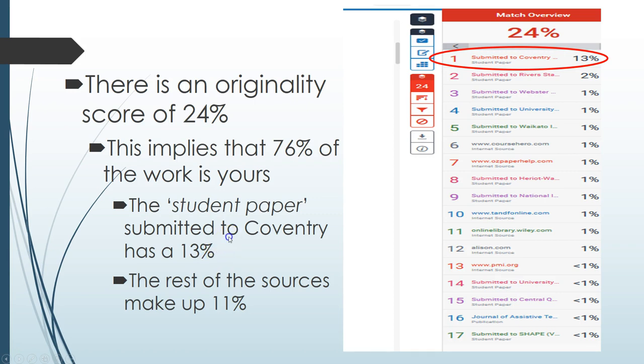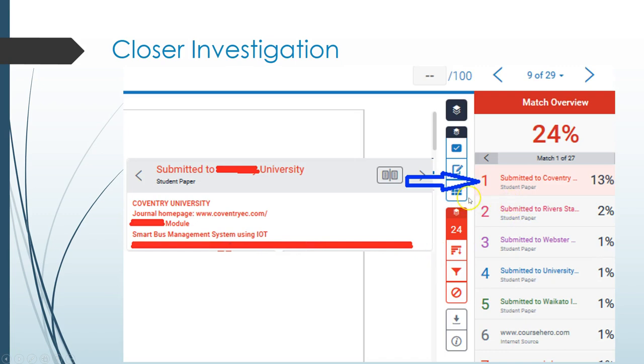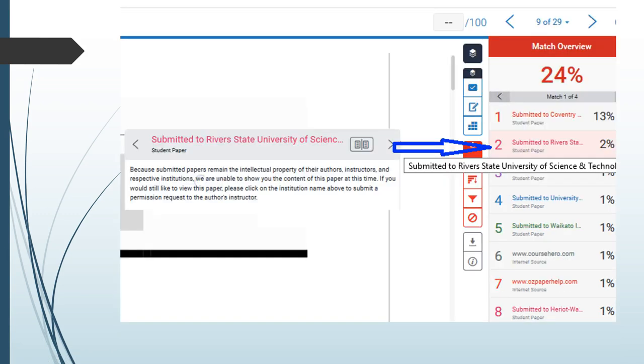Now, if you have a closer look at this 13%, you can actually click on it and find out where it came from. All right, and then you can find out what it was submitted for initially. So it was submitted for another module by another student. Okay, and that's where you now begin to ask yourself, was this collaboration? Did they work together? Did the initial student give his paper to the student to copy from, or what exactly happened? So that's what you find on closer investigation for the 13%.